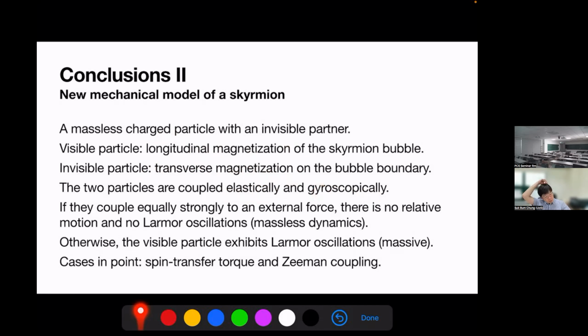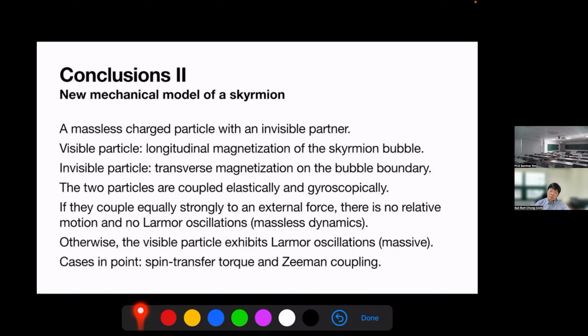If both couple equally strongly to an external force, then the relative motion of the two particles is not excited. They move as a guiding center, and the guiding center has massless dynamics. So that's how you can get massless dynamics. And that happens with spin transfer torque.